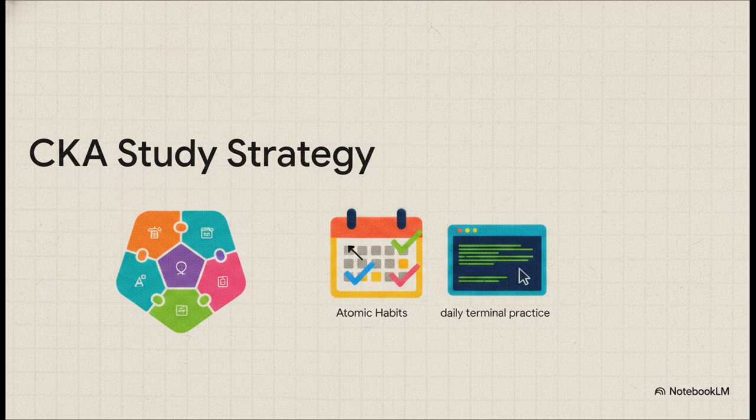Well, the source material breaks the prep down into a 6-part study plan: fundamentals, workloads, storage, networking, architecture, and troubleshooting. But honestly, the bigger takeaway is how the author heavily emphasizes leveraging James Clear's Atomic Habits framework. See, the CKA is a 100% performance-based, hands-on exam. There are no multiple choice questions here. Consistent daily operational practice in a live terminal is literally the only way to pass. Last-minute cramming, it simply will not work.